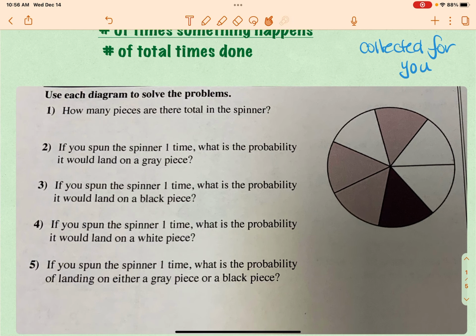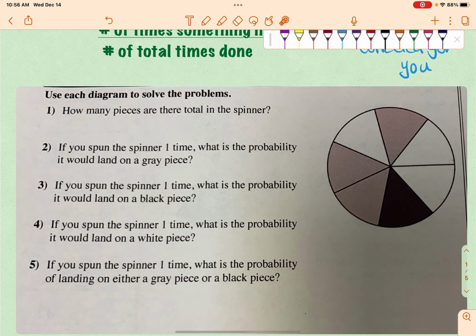So if we look at this spinner that we have over here, if I count, I have 1, 2, 3, 4, 5, 6, 7 total spots on the spinner. So 7 total places. We're just going to have to keep that in mind. Okay, so how many total pieces are there in the spinner? So we know that there are 7 total pieces.